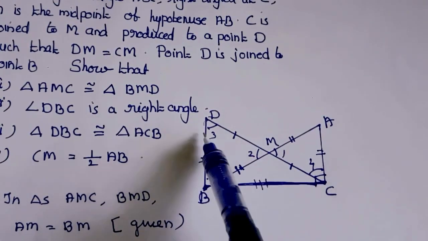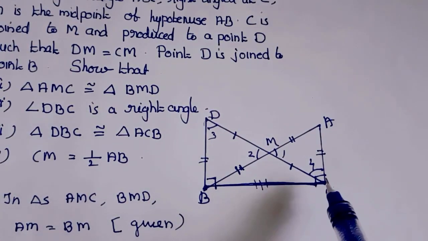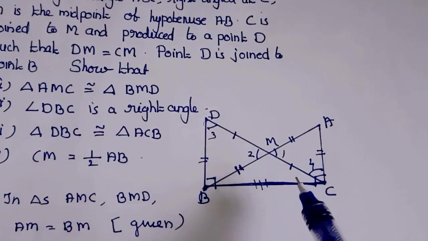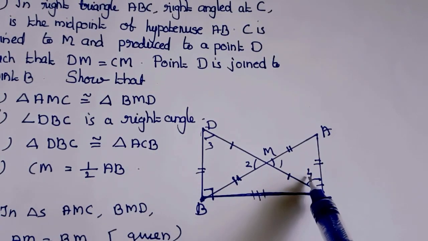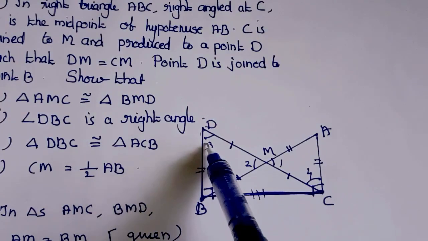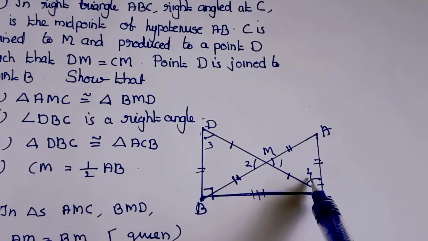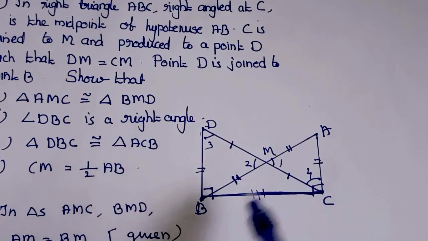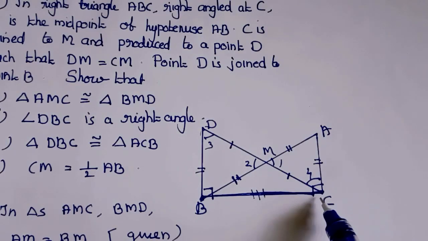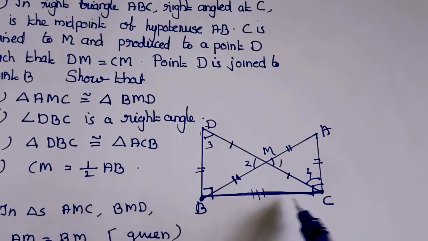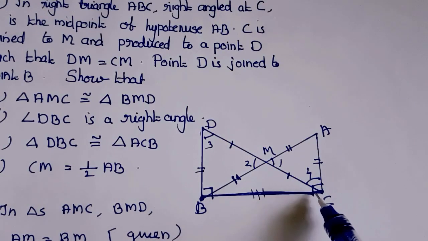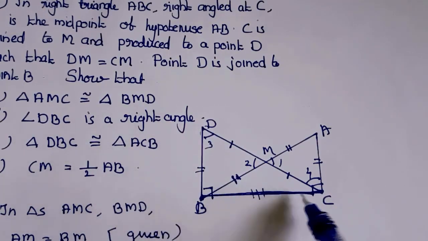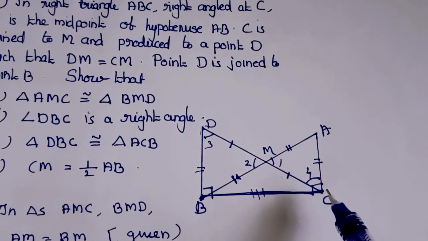Now, to prove that angle DBC equal to 90 degrees, we have angle 3 equal to angle 4, reason CPCT. That is, a pair of alternate interior angles are equal. Therefore, DB parallel to AC. But AC is perpendicular to BC, reason given. Therefore, DB is also perpendicular to BC, or angle DBC equal to 90 degrees. That is the second part.